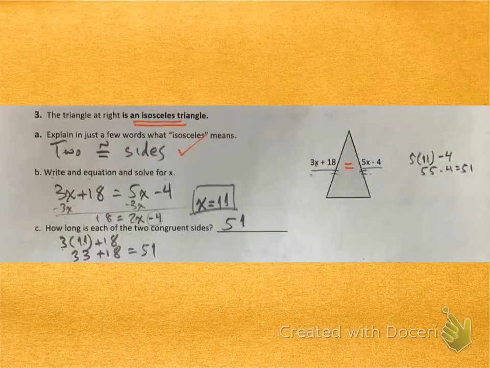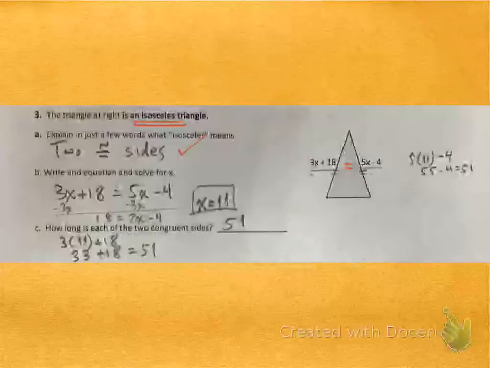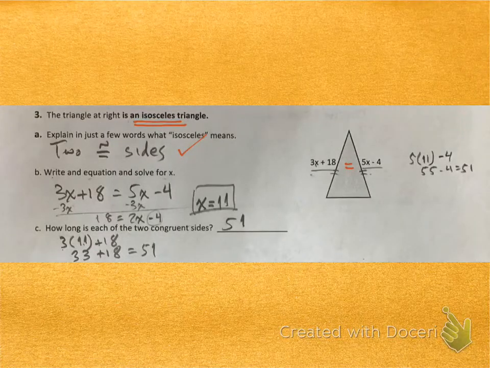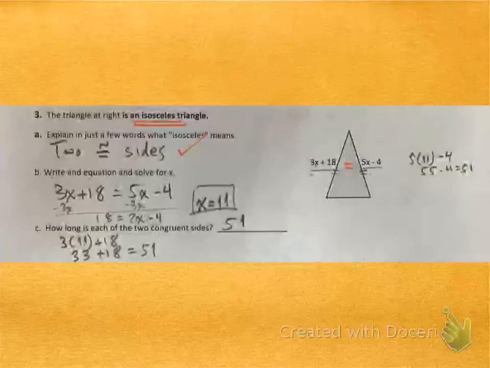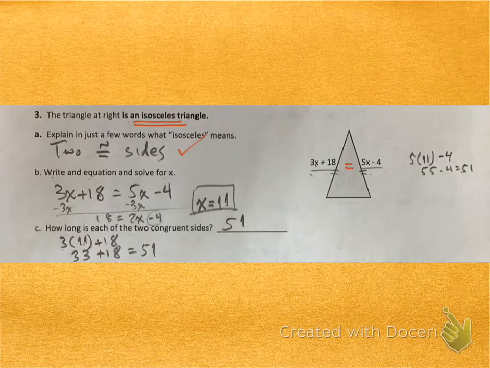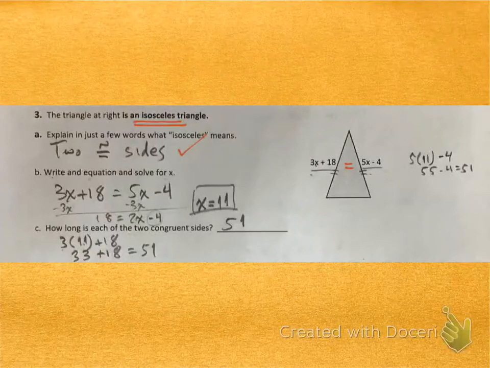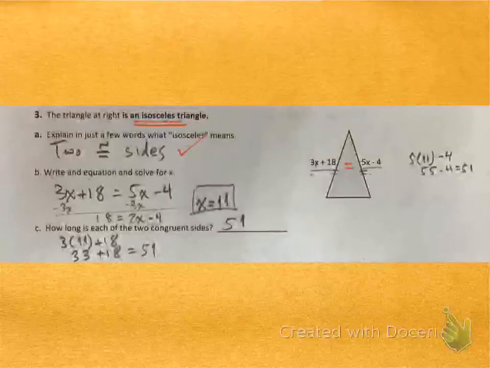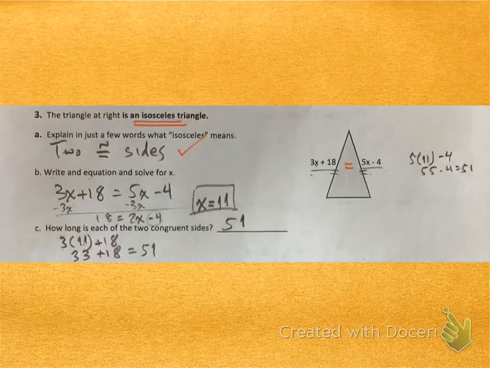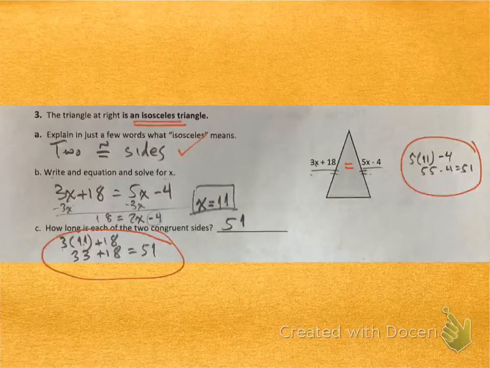So you take that value that you got for x, which is 11, and you plug it into the expression. So 3x plus 18 becomes 3 times 11 plus 18. 5x minus 4 becomes 5 times 11 minus 4. And you see that in both cases you get 51, which is good. That's what we want. Both sides are the same, or two sides are the same in an isosceles triangle. Let's do the next problem.